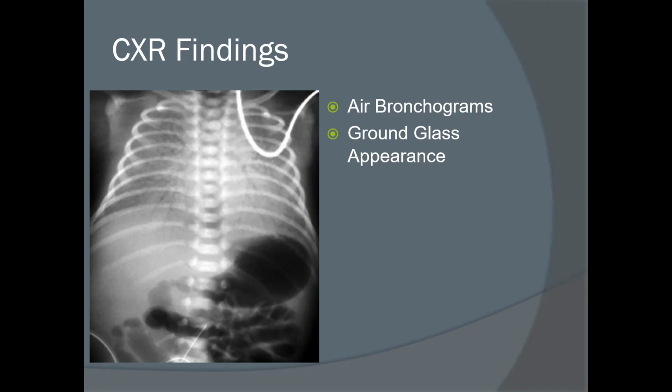So air bronchograms means that the conducting airways are easily seen. And the reason the airways show up so obviously is that lung tissue is more dense because of alveolar collapse.